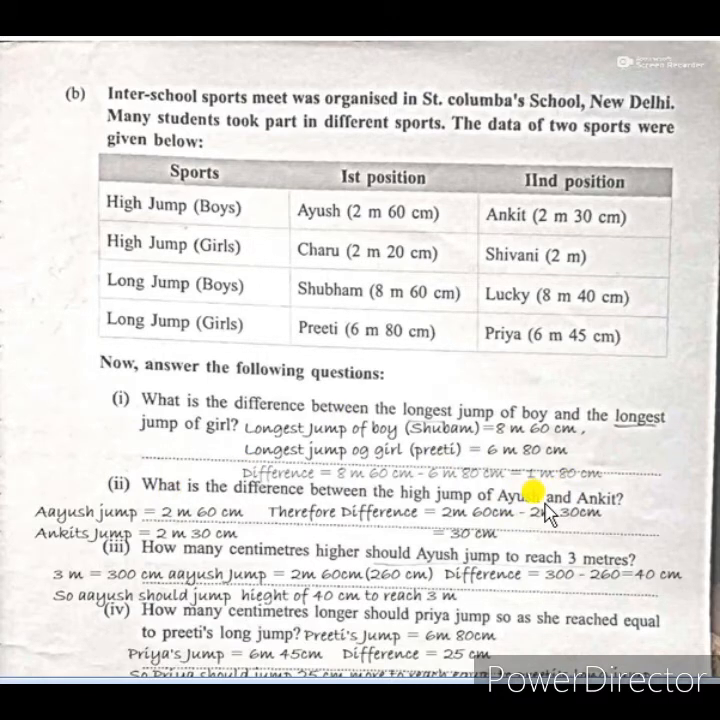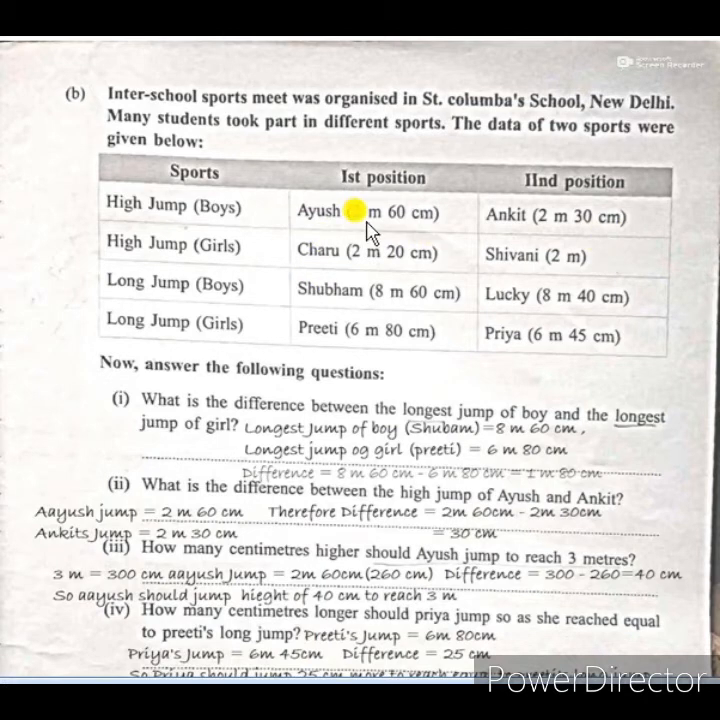Now see the next question. What is the difference between high jump of Ayush and Ankit? Find out where is Ayush. Ayush is in the first box, high jump. And where is Ankit? Second box, Ankit. That means they are in first position and second position in high jump.